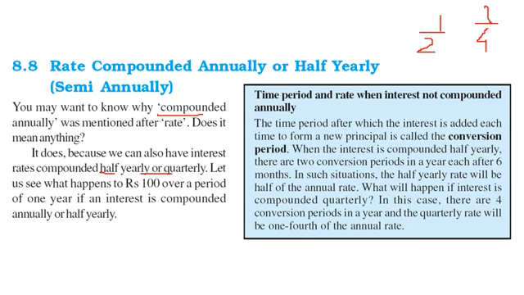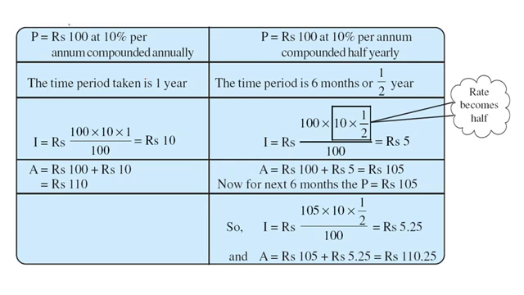So what happens when we take rupees 100 over a period of 1 year if the interest is compounded annually or half yearly? Let us see that first. First, let me tell you time period and rate when interest is not compounded annually, we have to convert it. So see, this is rupees 100. It is 10% per annum compounded annually. We have rupees 100 at 10% per annum compounded half yearly. This is half yearly, this is annually. This is for 1 year, this is for half year.